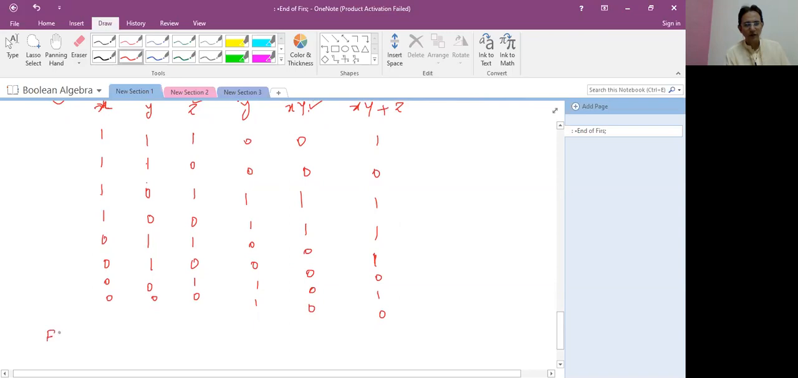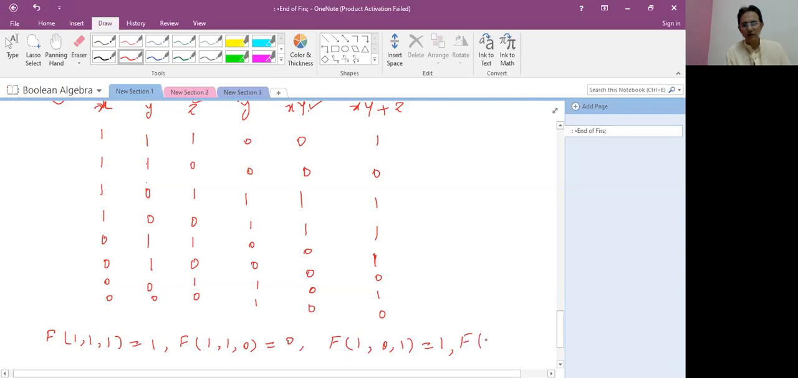If you write in this way, f(1,1,1) is 1. The value of the Boolean function when x is 1, y is 1, z is 0, the answer is 0. Similarly, f(1,0,1), the answer is 1.